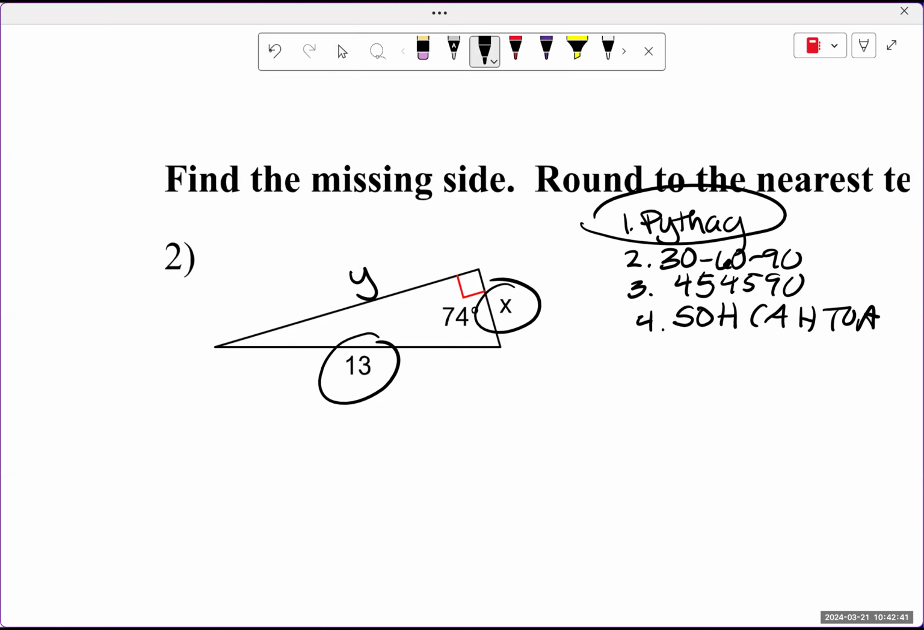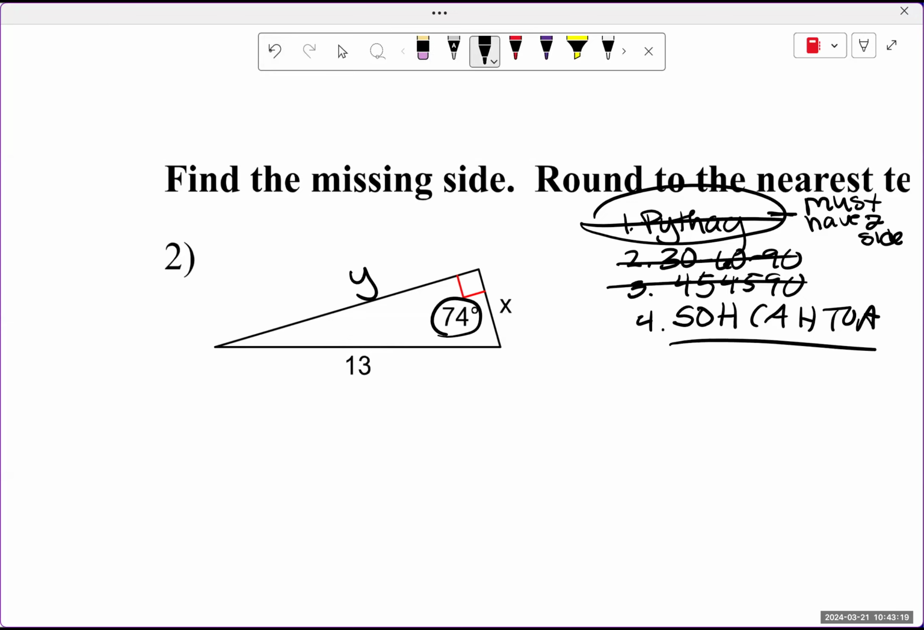Now, I cannot use Pythagorean theorem because with Pythagorean theorem, you must have two side lengths. I can't use a 30, 60, 90 because my angle measure is not 30 or 60. It's 74. My only choice is SOHCAHTOA. So I'm not looking for this one.